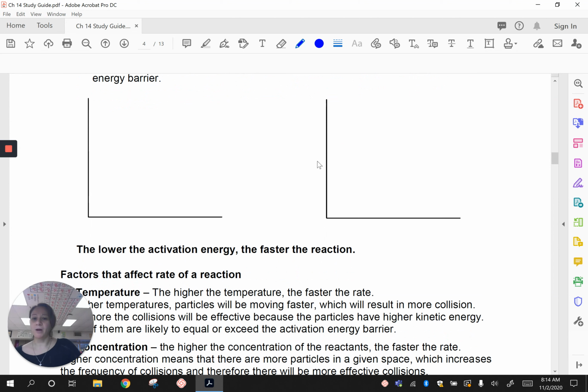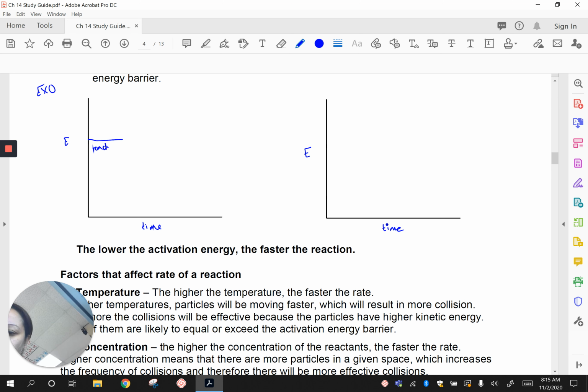Now let's talk a little bit more about this activation energy and the collision that needs to have enough kinetic energy to surpass or equal that activation energy barrier. We're going to look at an exothermic reaction and also an endothermic reaction. Let's start with exo. This is your energy. This can be time, or it can also be reaction progress if you'd like. The reactants have a certain amount of energy. In an exothermic reaction, energy is released from the system, and so my products have a lower amount of energy. So let's say products are right here.